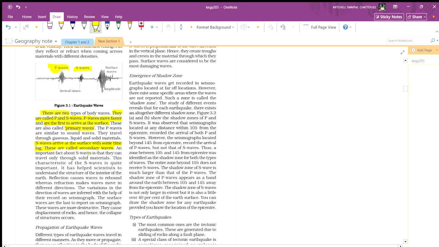An important fact about S waves is that they can only travel through solid materials. This is the important characteristic of S waves. But P waves can travel through all matter.